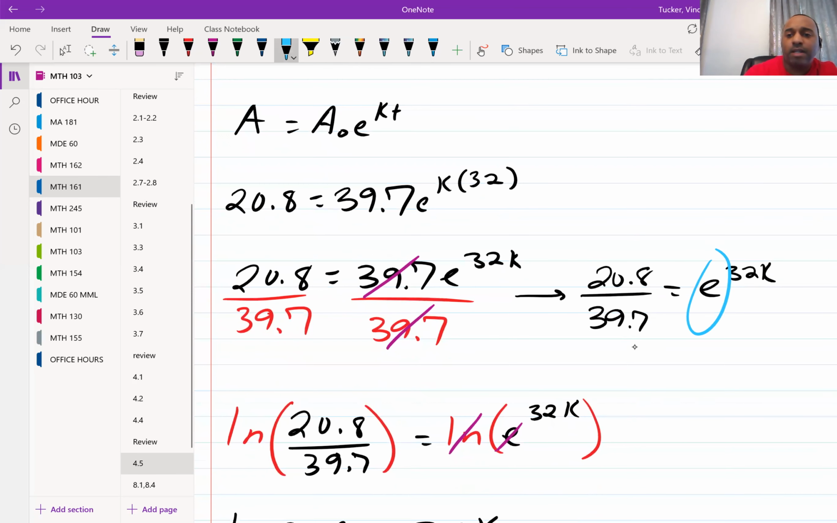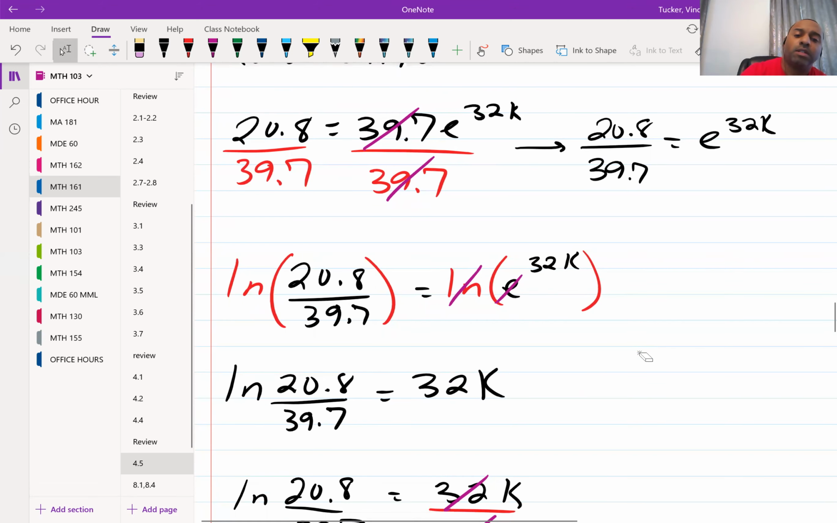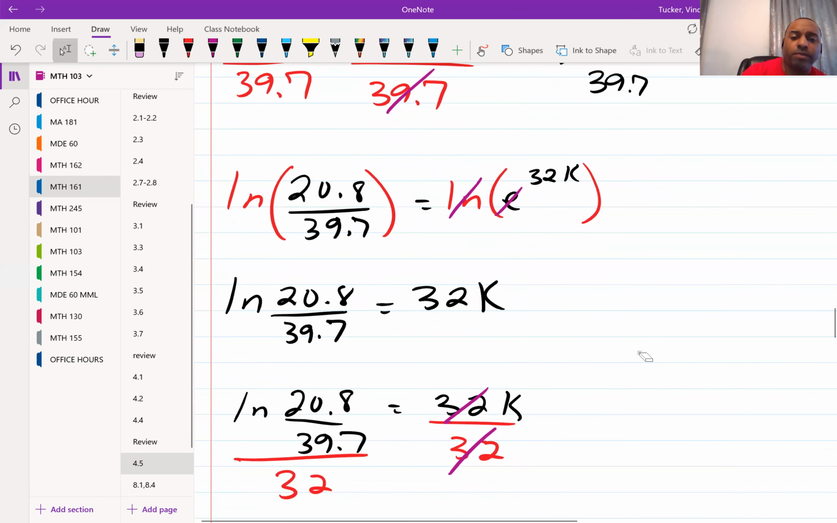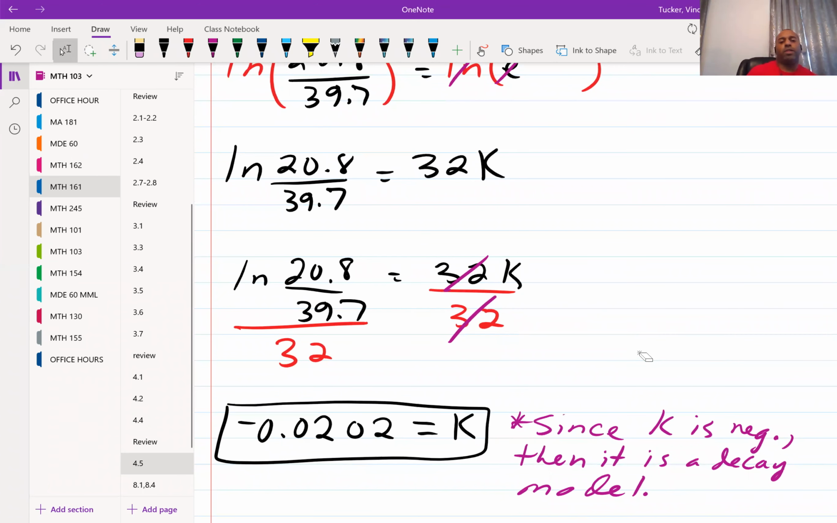Now I need to get E off of 32K so I can have access to that K. So I apply the natural log to both sides. It cancels out over here on the right. So now I have the natural log of 20.8 divided by 39.7 equal to 32K. Then divide by 32. And this is our result. Negative 0.0202 is our K.